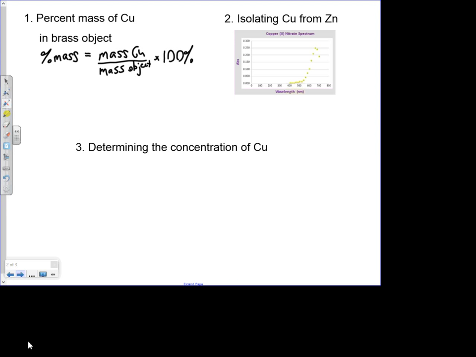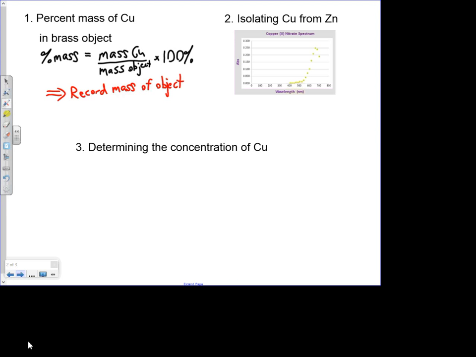So, in order to calculate that in the lab, we're going to have to record the mass of the object. That's very important because we're going to destroy the object in this activity. So if you forget to record the mass, that's going to be a problem because it won't be around after the lab to record. So the first thing we've got to do is record the mass of the object. Then we've got to find the mass of copper.